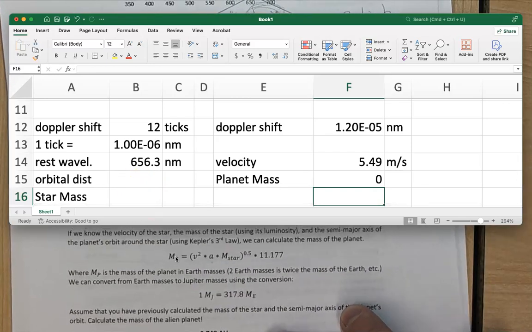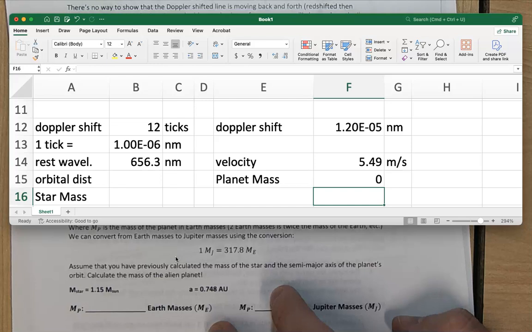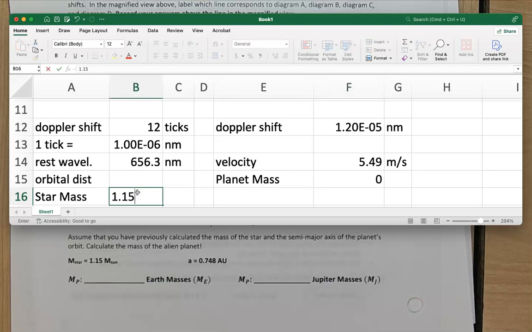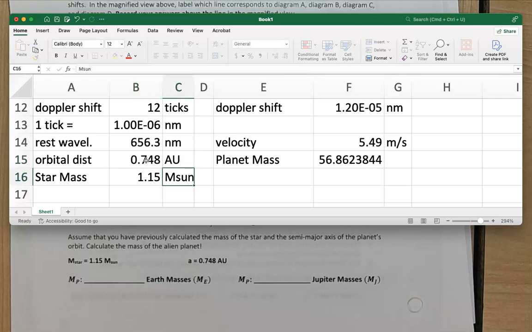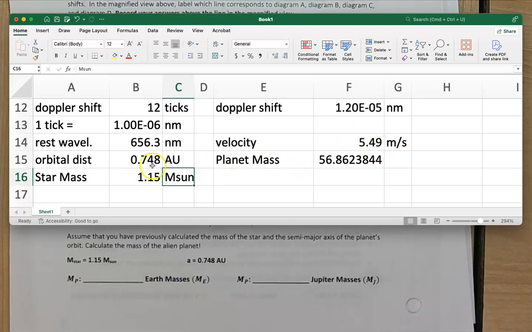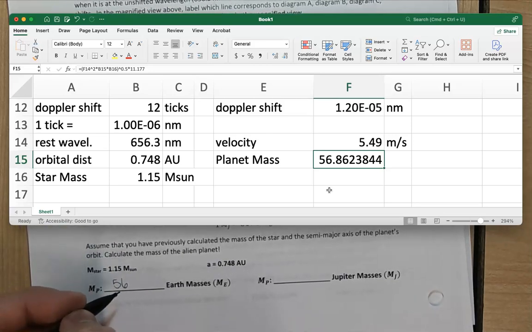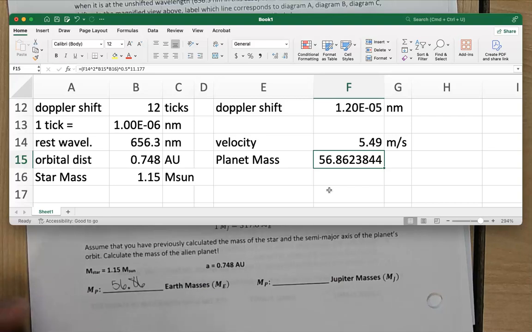Okay, yep. If the mass of the star is 1.15 solar masses, and the orbital distance is 0.748 AU, and those are the units we need for this equation, then if the star is moving with this velocity and it's this much mass, and the planet is this far away, then that planet must have a mass of 56.86 Earth masses. That's a lot of Earth masses.